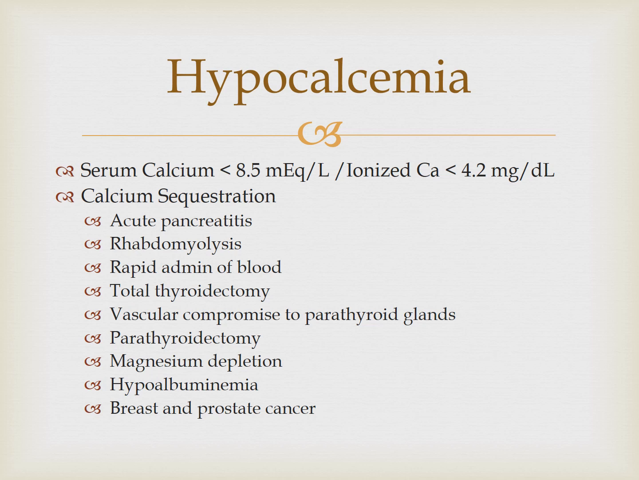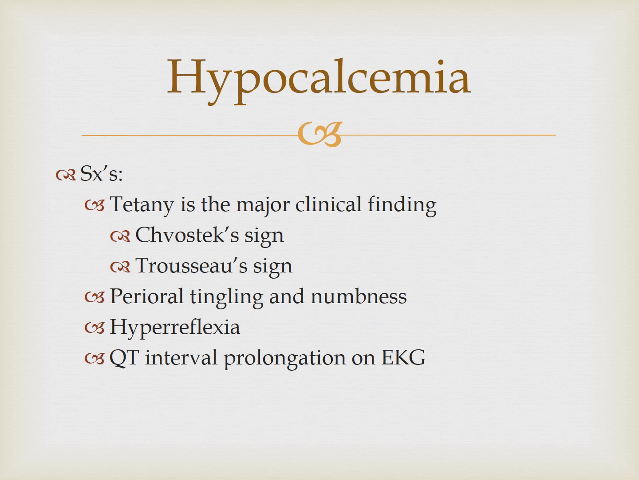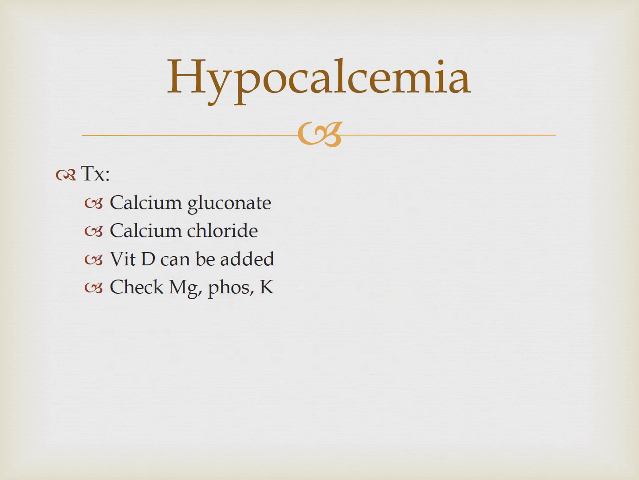Symptoms: tetany is a major clinical finding. Chvostek sign, which we talked about, is facial muscle spasm elicited by tapping over the branches of the facial nerve. Trousseau sign is carpopedal spasm after occluding arm blood flow. You can have perioral and neck tingling and numbness, which is usually the first sign. Hyperreflexia and QT interval prolongation on EKG are some of the signs of hypocalcemia.